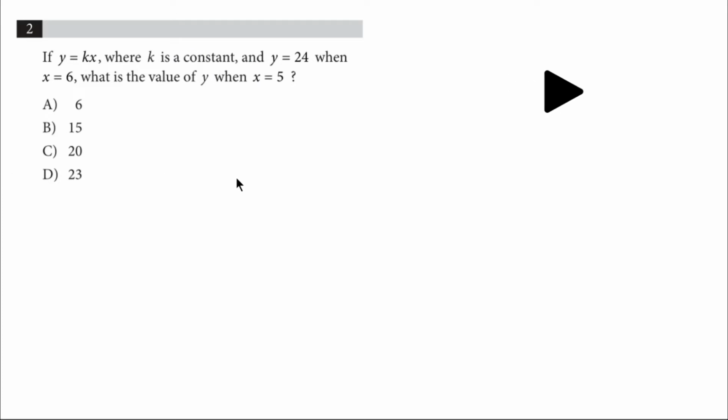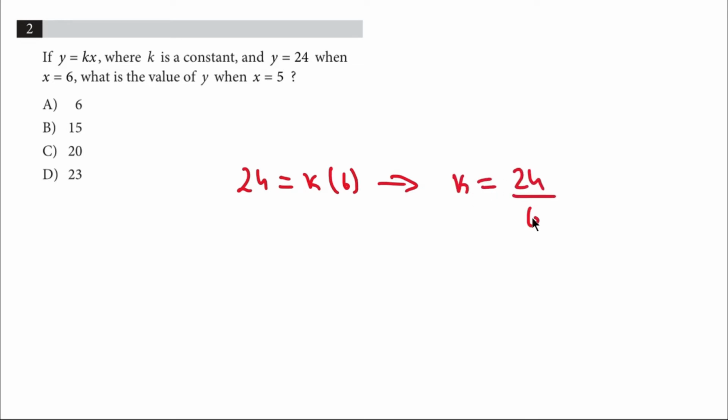If y is equal to kx, where k is a constant, and y is equal to 24 when x is equal to 6, what is the value of y when x is equal to 5? Guys, this is a short math problem, and what we need to do here, we need to plug in all that we know. So let's plug y is equal to 24 when x is equal to 6. 24 is equal to k multiplied by 6. Now let's rearrange this and solve for k. K is equal to 24 divided by 6, which is equal to 4. So k is equal to 4.